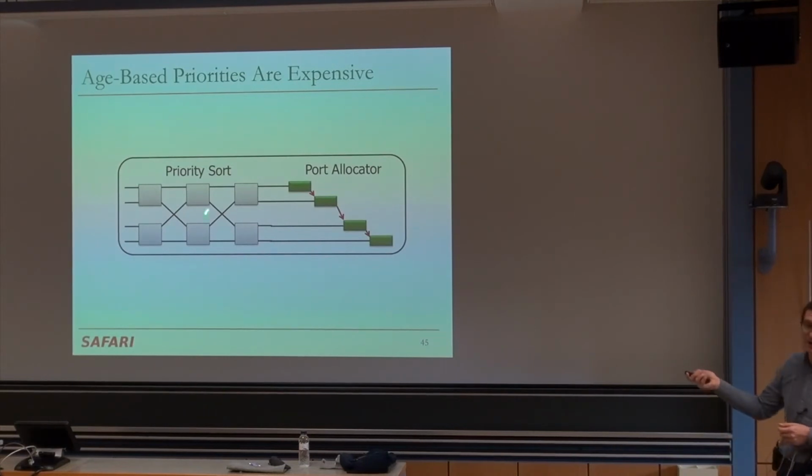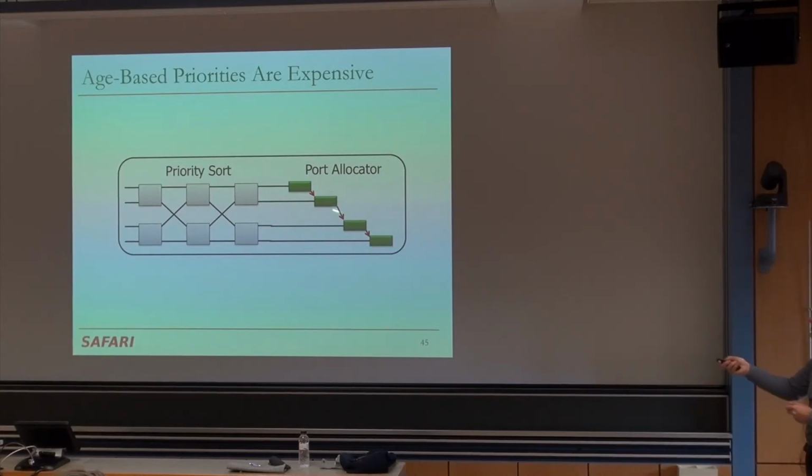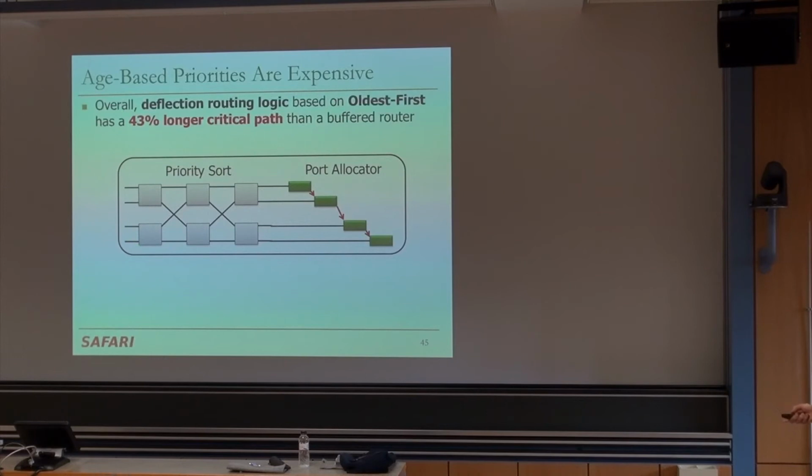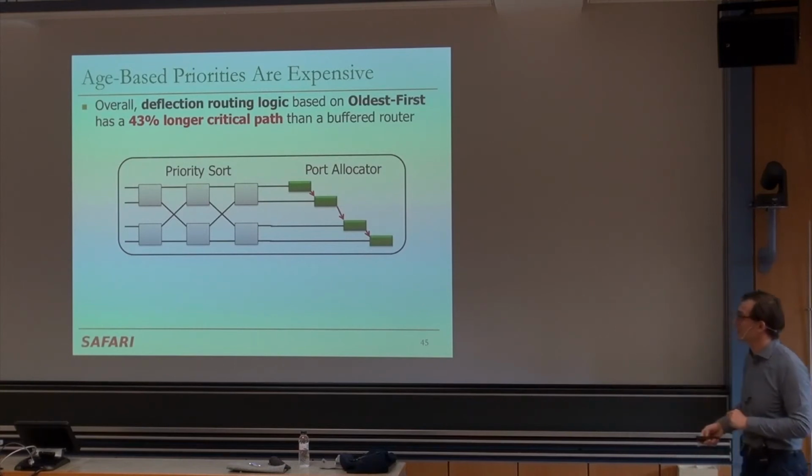So basically, this is what the port allocation and sorting looks like. You have a priority sorting mechanism, and you have a port allocator. And because of the sequential dependence and the long latency, you get a significantly longer critical path. If it's 43%, it's actually optimized. It could be much longer than a buffered router.